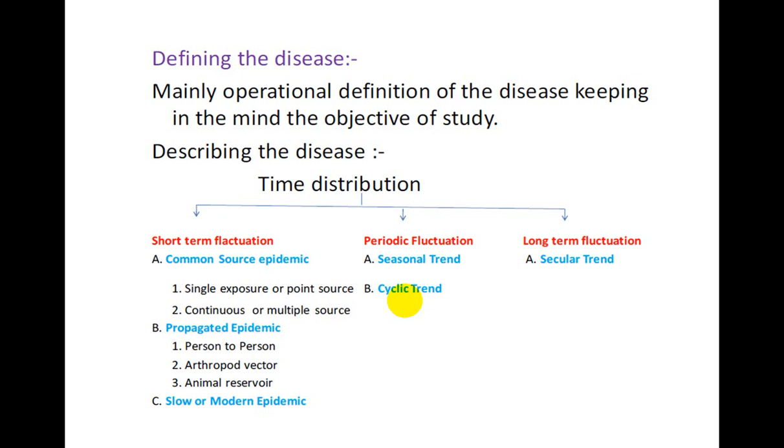Third, we have long-term fluctuation or secular trend. The term secular trend implies changes in the occurrence of disease, that is progressive increase or decrease, for a long period of time, generally several years or decades. Although it may have short-term fluctuation imposed on it, a secular trend implies a consistent tendency to change in a particular direction or a definite movement in one direction.